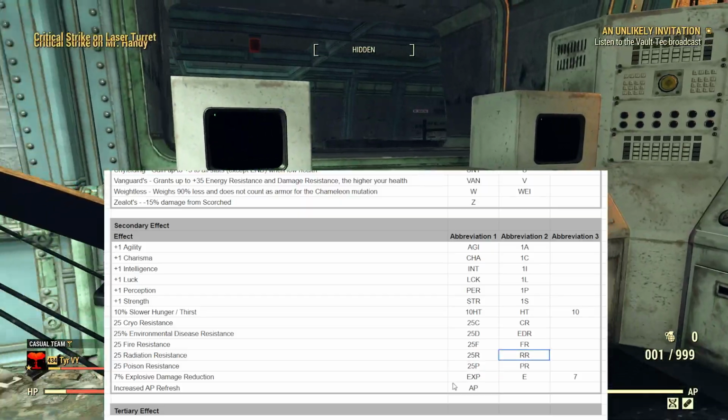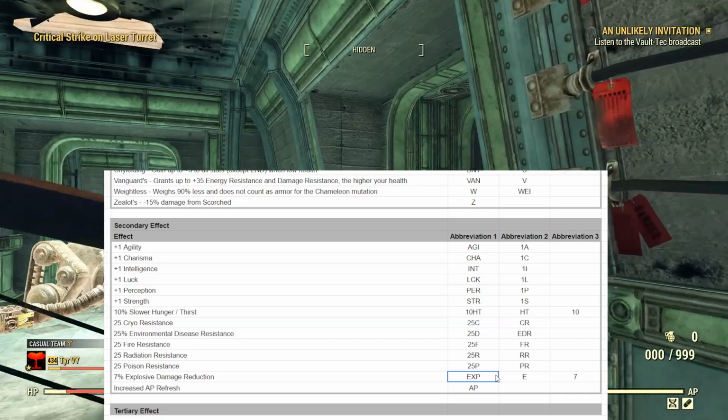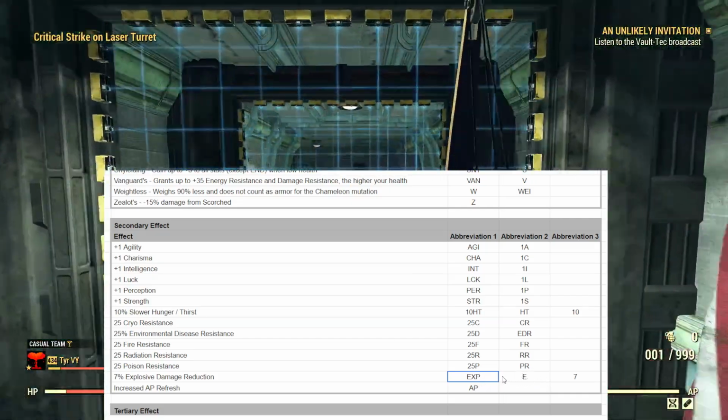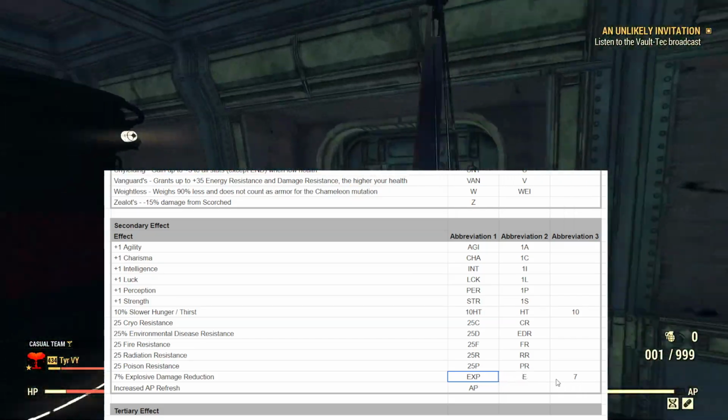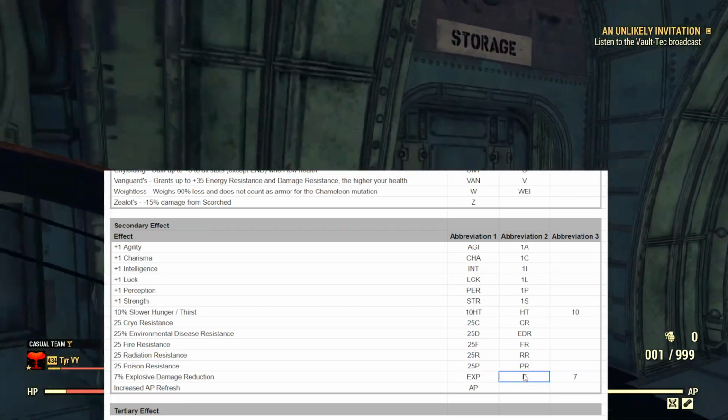Then for the 7% explosive damage reduction effect, most commonly I see people refer to this as some variation of EXP7 or E7. However, you can just do 7 or just EXP or just E.